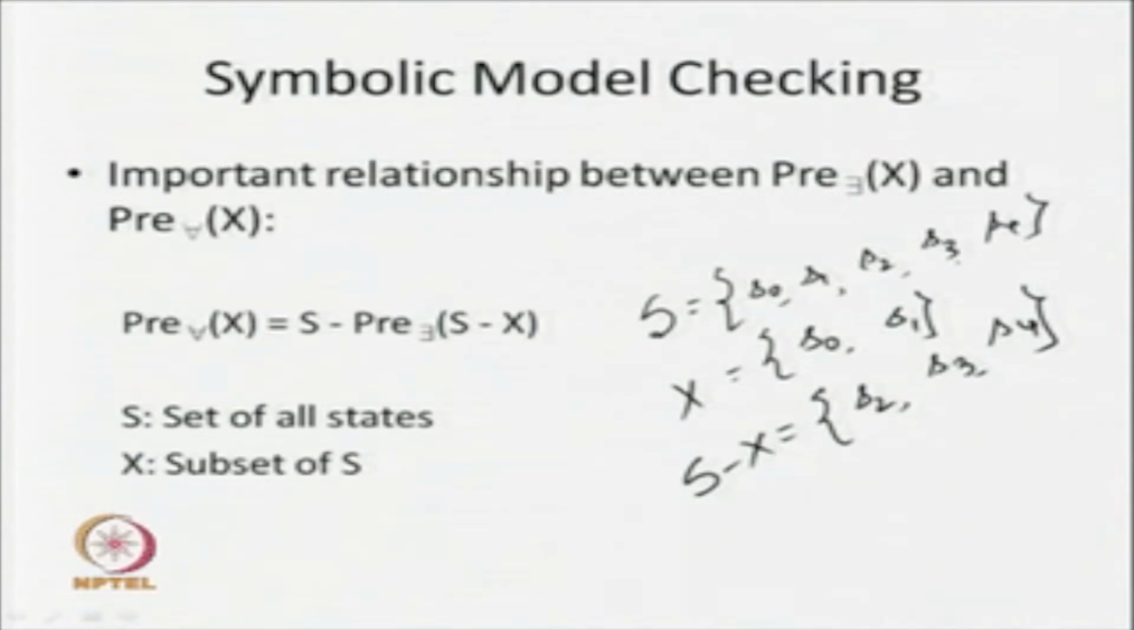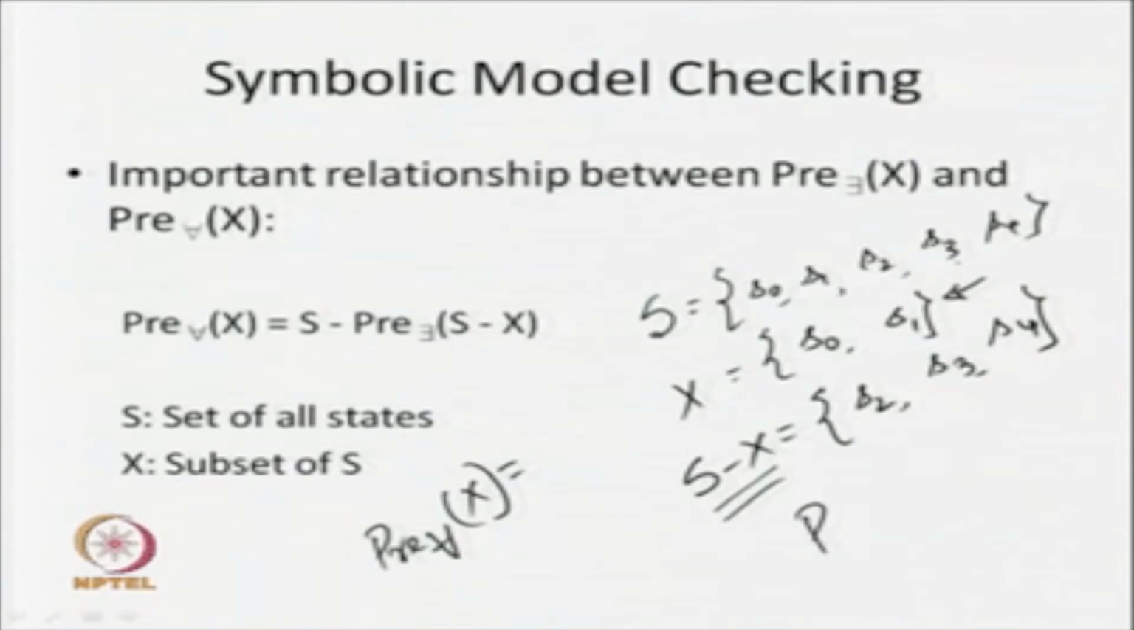Okay. Now, you just see that if I am going to evaluate pre for all x, then what will happen? I am going to consider all those predecessor states where all the transitions are coming to these two states S 0 and S 1. This x is the set of states S 0 and S 1. So, in pre for all x, in this particular case, all transitions must come to these states. Now, I am going to take the set difference, I am going to look for s minus x. So, s 2, s 3, s 4 is the set of states which represent s minus x.